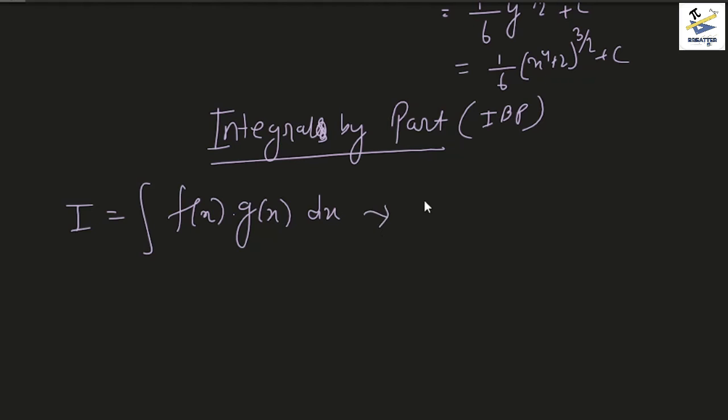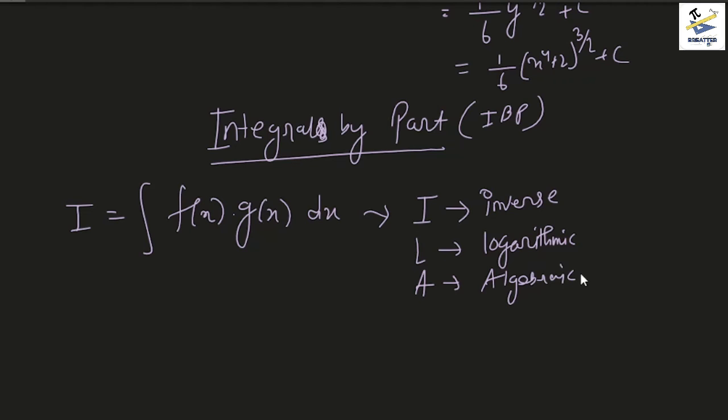The rule is something like this. The rule is called ILATE. I for inverse functions, L for logarithmic functions, A for algebraic functions. Algebraic functions means functions of polynomials like x cube, x to the power 4 plus 2 and something like that. Logarithmic is involving log, inverse is involving sine inverse x, cos inverse x, tan inverse x, so the inverse trigonometric functions. T is for trigonometric, and E is for exponential.